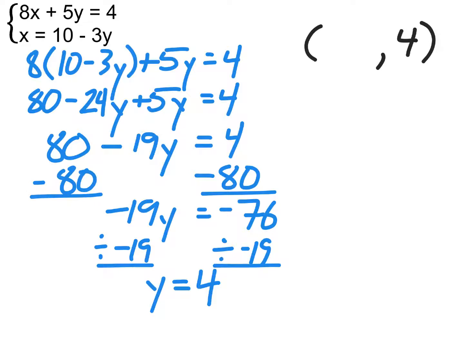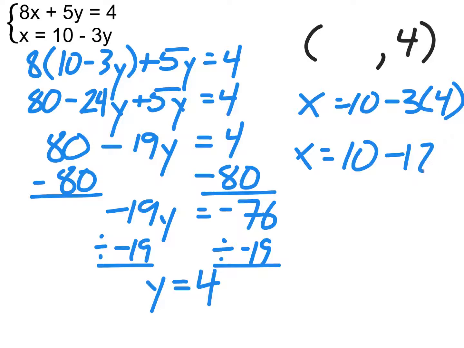And I definitely think the second equation is easier here, because if I want to know what x equals, I can go to the equation that says what x equals. So I go x equals 10 minus 3, plug in our value for y. When you do that, you find that x equals -2, and there is our solution, -2, 4.